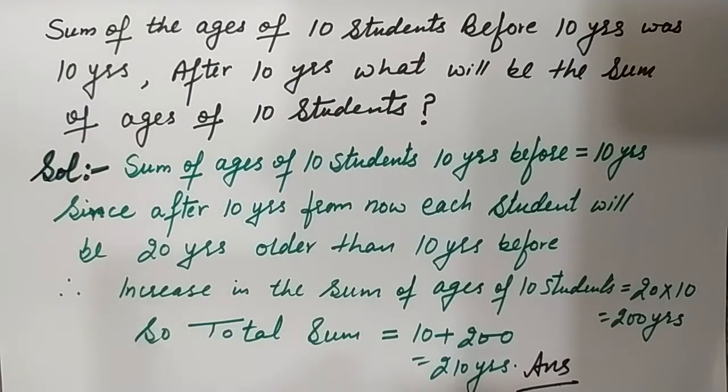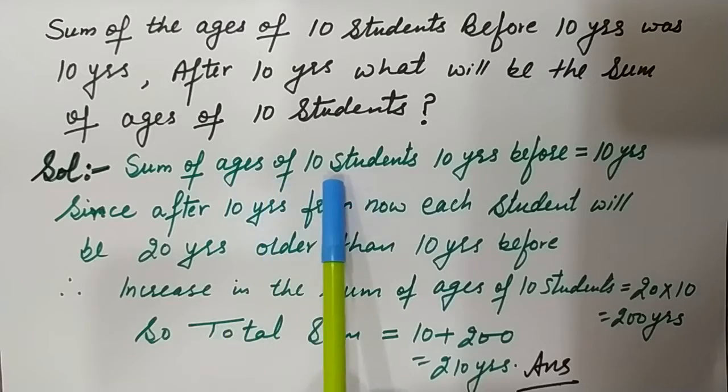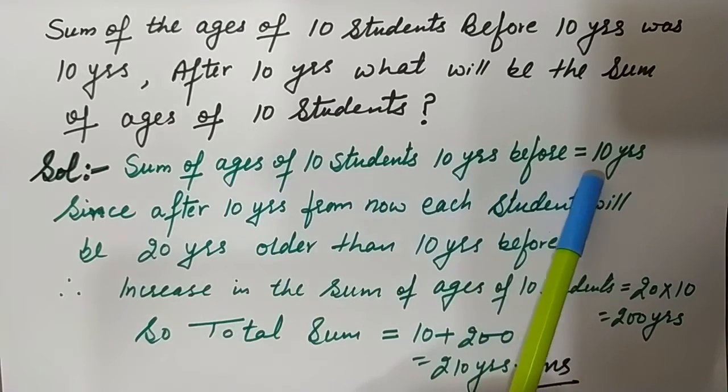So in this question, two conditions are given. From now, 10 years before, what was the sum of the ages, and from now, 10 years later, what will be the sum of their ages. So if I talk about the past, 10 years before from now, the sum of the ages of those 10 students is 10 years.